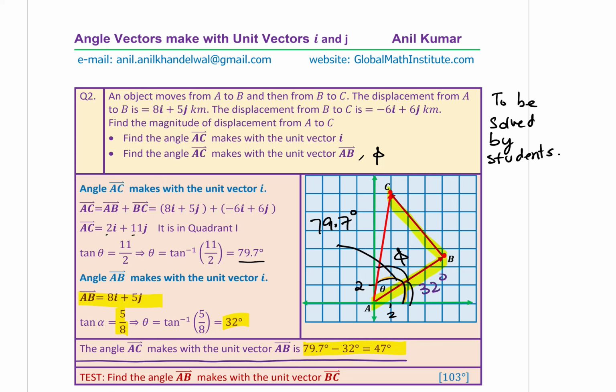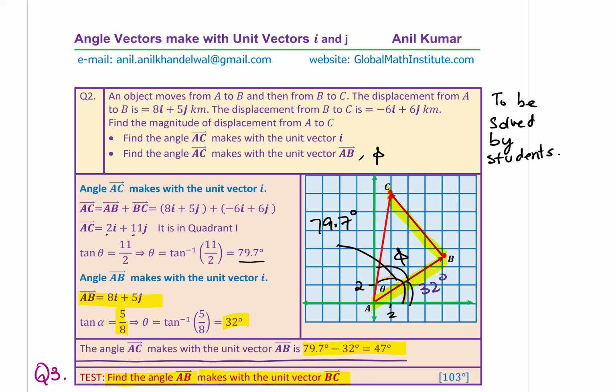So these are the hints to find the angle on the same lines as we have done the rest of the questions. Correct? So that is how you have to do it. Now for you, find the angle AB makes with unit vector BC. That is the next question for you. So let me just mark this question here. It is question 3 for you. So question number 3, which is part of your test, is now here, which is find the angle AB makes with the unit vector BC. You have to find that angle.